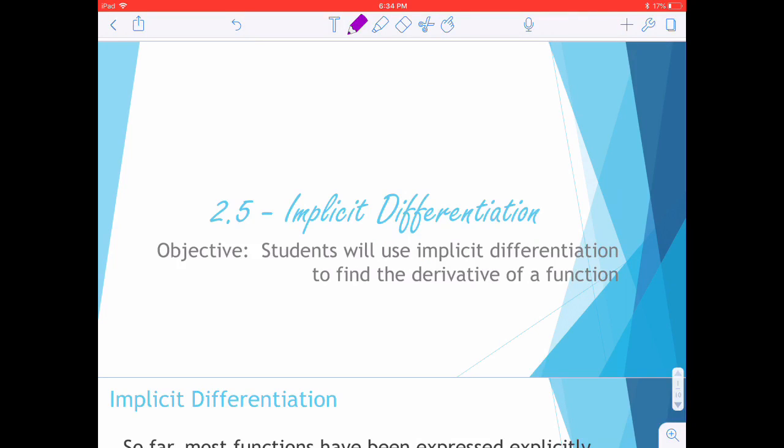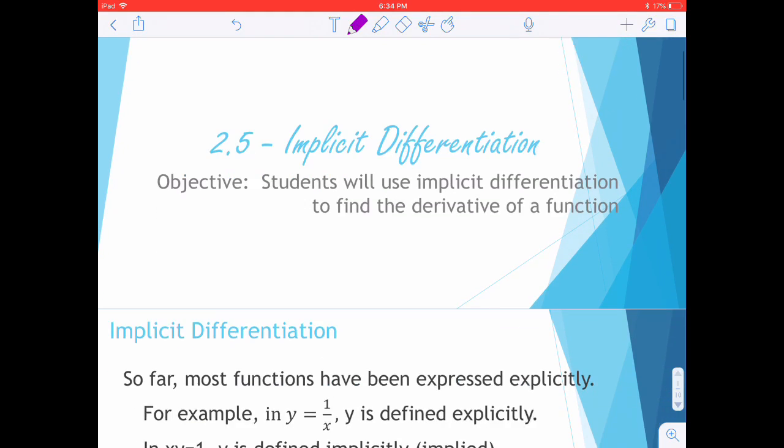Okay, so today we are going to talk about implicit differentiation. Our objective is that students will be able to use implicit differentiation to find the derivative of a function. This is our last lesson for this unit, our differentiation unit. So let's go ahead and get started.